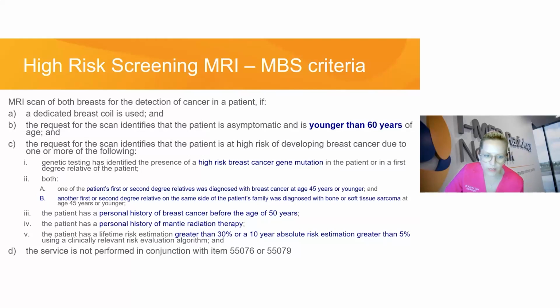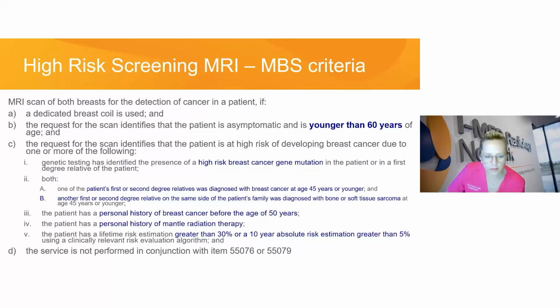There's this indication where you have a first or second degree relative with breast cancer under 40 plus another one with bone or soft tissue sarcoma, a personal history of breast cancer before the age of 50, so a woman diagnosed with breast cancer at a young age can have screening MRI until she's 60, personal history of mantle cell radiation. But this is the important part.